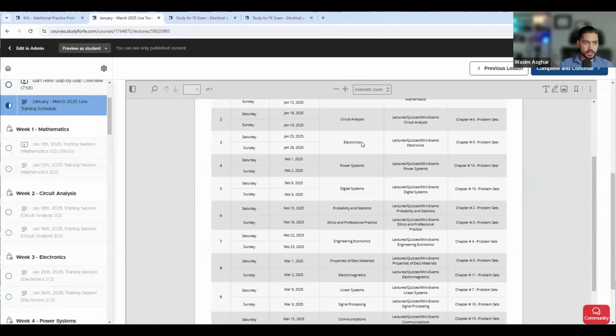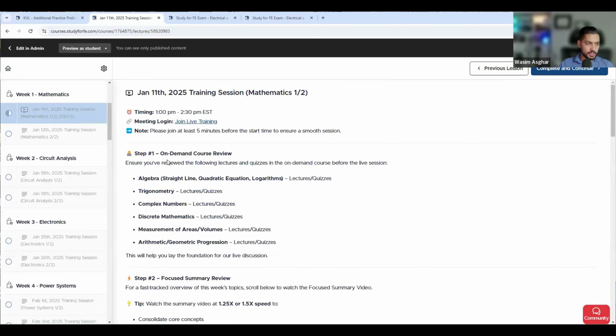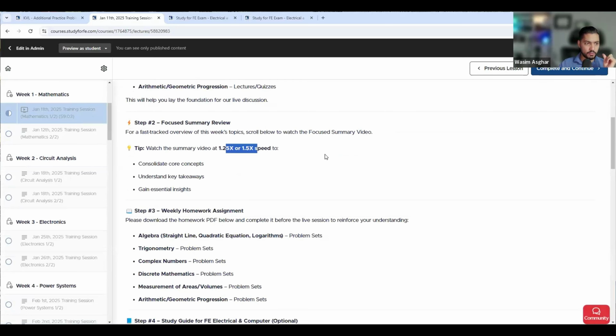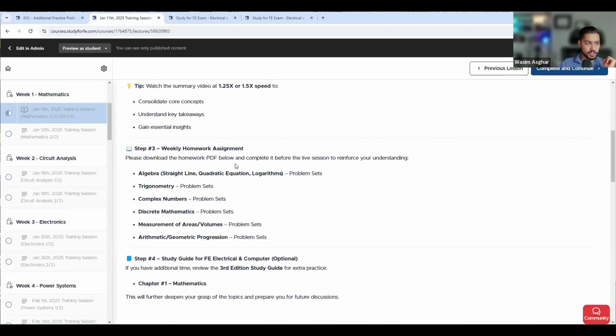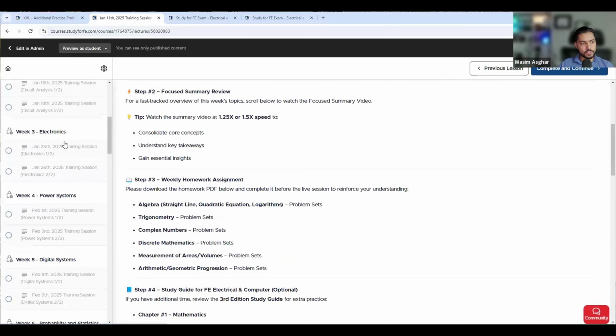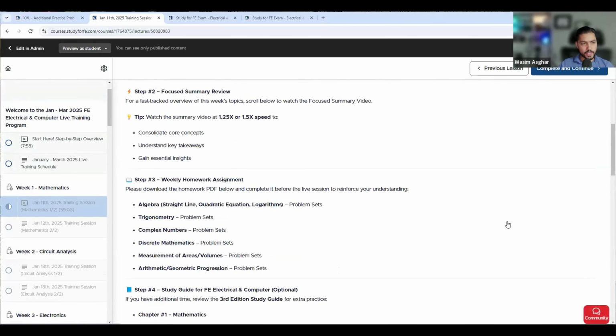And as far as the live training is concerned, the expectation is that students are basically going to be working through the topics of the week that I assign, lectures and quizzes, they complete them. I put together focus summaries for them that they can go through at 1.25, 1.5x. I give them weekly homework assignments on every single topic, and then a study guide they can utilize as well. These are the crash course summaries. And then during the class, we basically go through all of these topics in detail. And over a 12-week period, you're going to see that we'll be covering all the exam sections in a fairly efficient time. I also have a very active community.